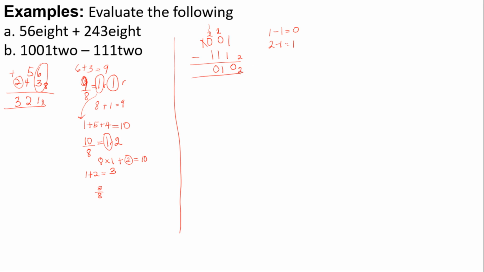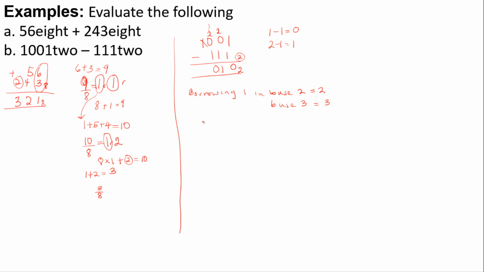Now let me repeat myself. Again, you need to understand that when you are borrowing, anything you are borrowing is that particular base. Therefore, if I'm borrowing 1 in base 2, it should be 2. Anything you are borrowing 1 in base 2, that one will be what? 2. If you are borrowing 1 in base 3, that will be what? 3. Just note this. If you are borrowing 1 in any base.